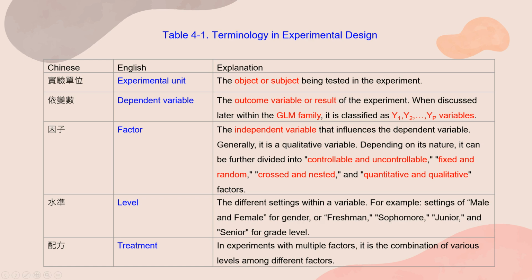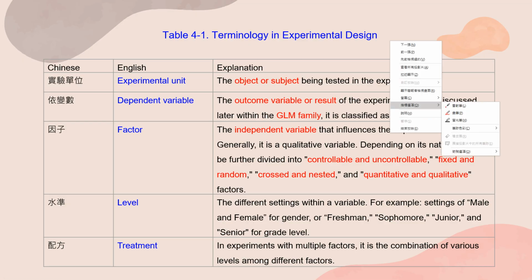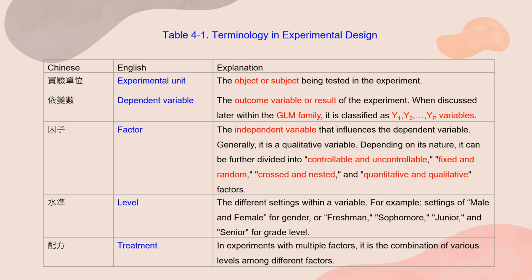In Chinese it is called 实验单位, and in English it is called experimental unit. So you guys in biotech, you have to do the experiments, right? So this is a terminology in the experimental design. That's called a pen out, right here. The second one is called a dependent variable, in Chinese 一变数.